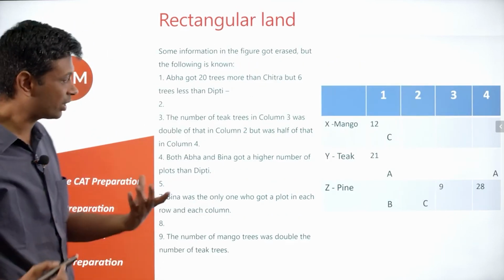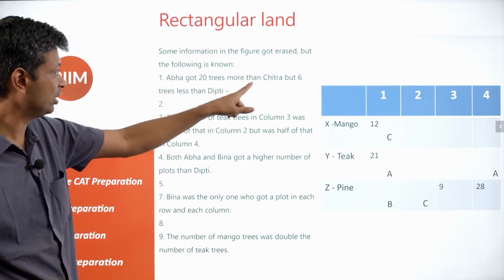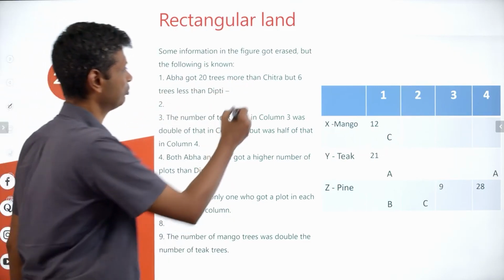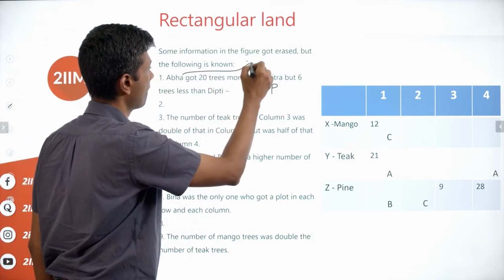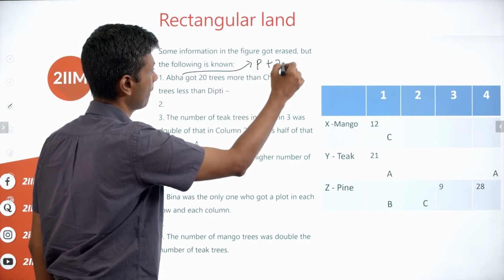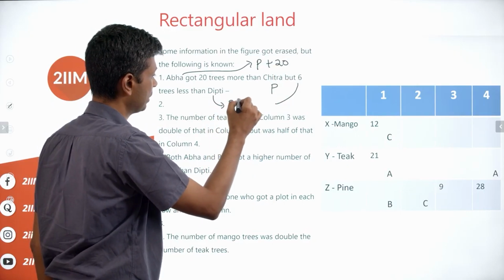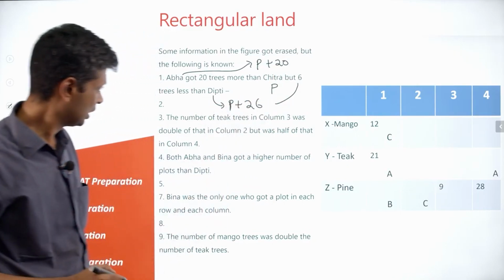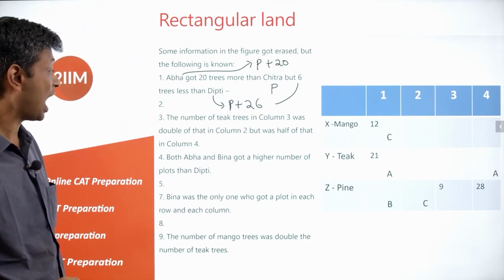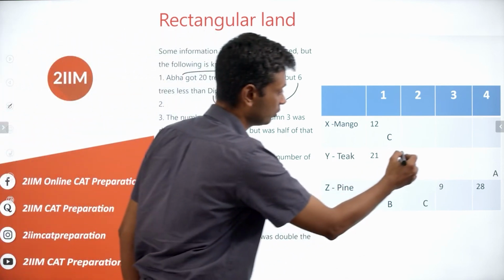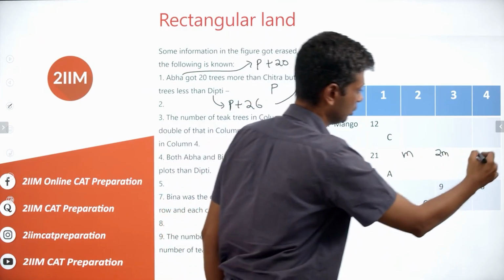So what are the constraints that we like? Which are the ones that we like to make inferences on? A got 20 more than C, but 6 less than Deepti. So C, Chitra gets P, Abba will get P plus 20, and Deepti will get P plus 26. The number of teak trees in column 3 was double that in column 2, but half of that in column 4. So we assume this is M, this is 2M, this is 4M.